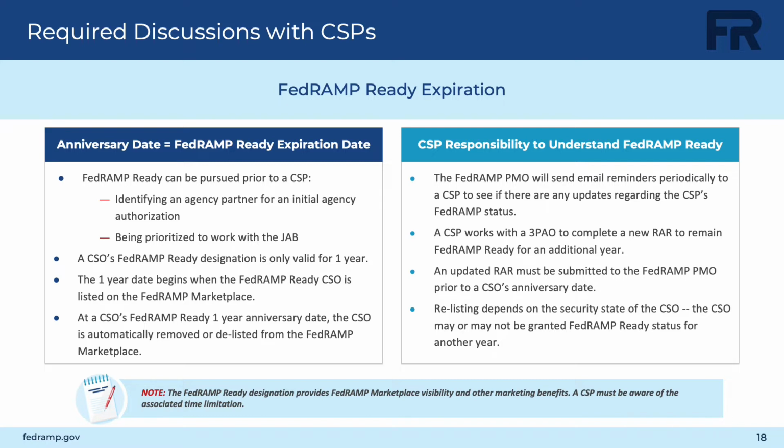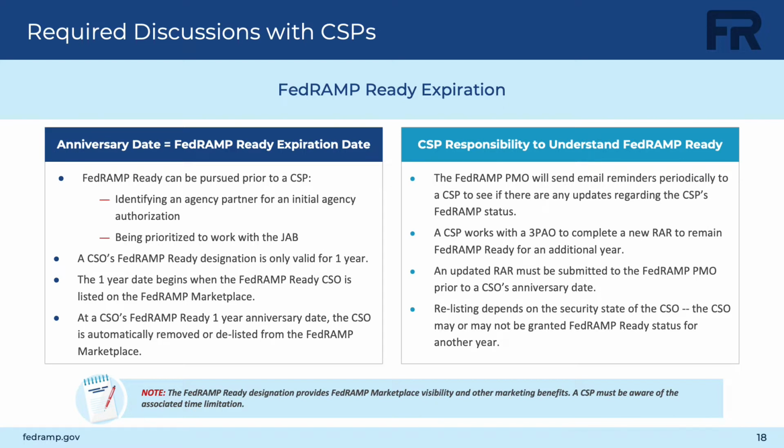While a FedRAMP Ready designation does provide marketplace visibility as well as additional benefits, it is important for a CSP to be aware of this associated time frame and limitation. After the CSO's 1-year anniversary date, the FedRAMP Ready designation is automatically removed from the marketplace. The FedRAMP PMO sends an anniversary date reminder to the CSP 4 months prior to the anniversary date to remind the CSP of their upcoming marketplace delisting.